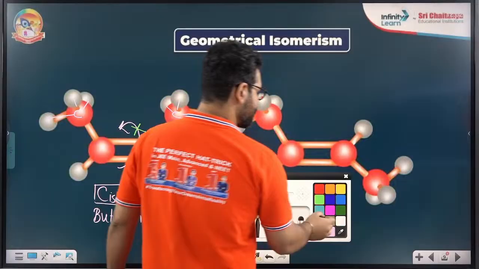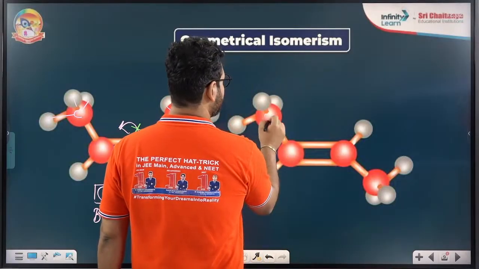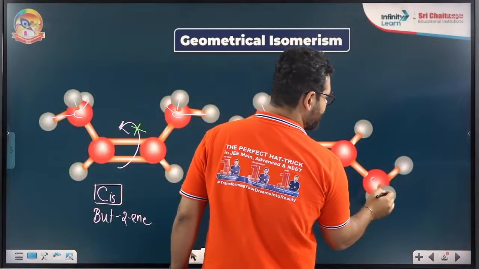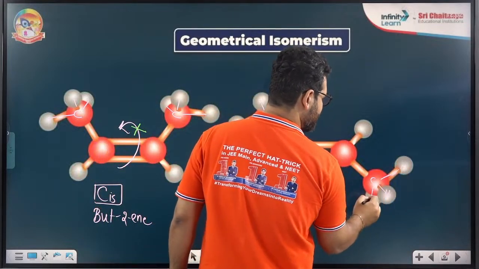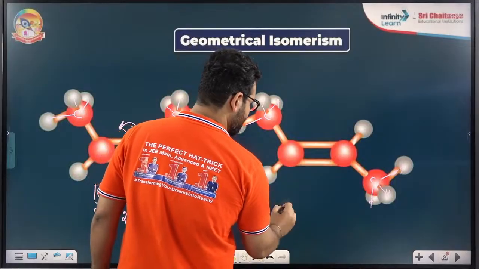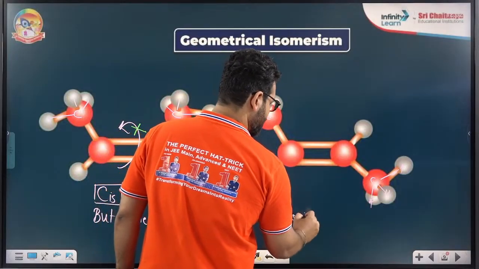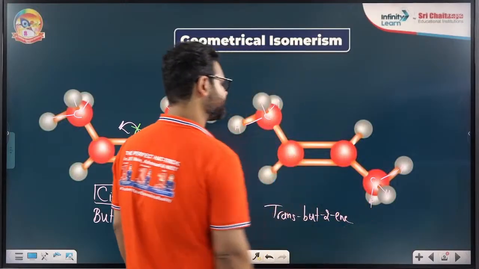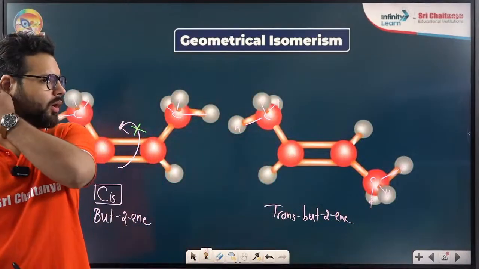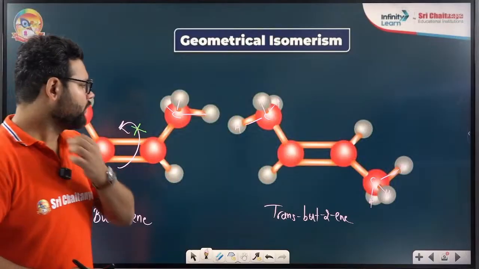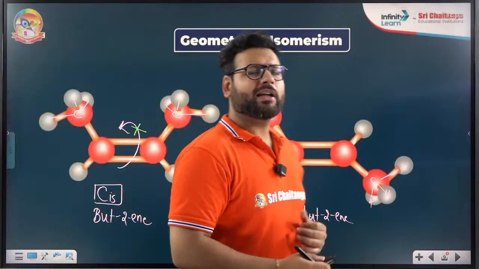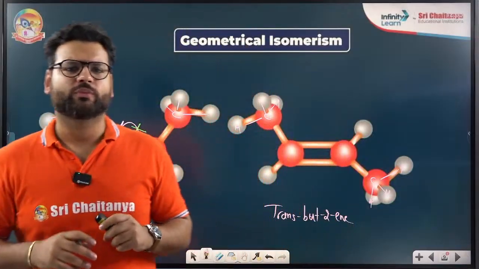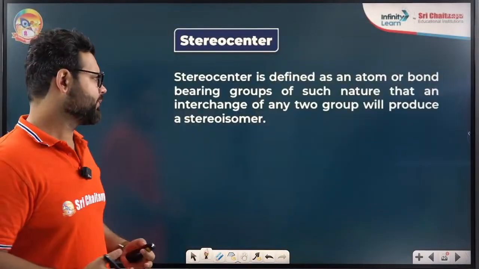And this is trans, where the top CH3 is on the left side carbon, whereas the CH3 on the right side carbon is on the bottom side. So this is trans-but-2-ene. All right. So what are the conditions to show the geometrical isomerism we are going to study? When is geometrical isomerism possible?